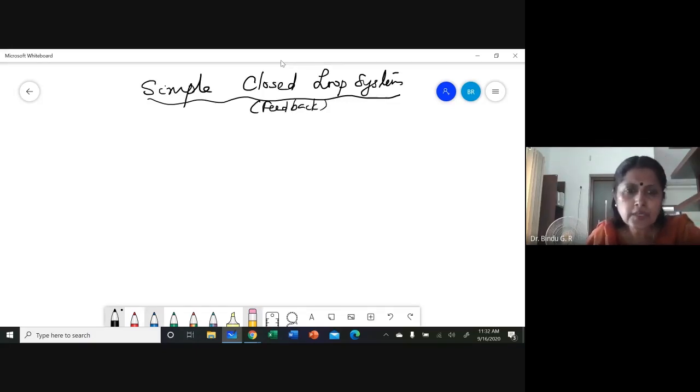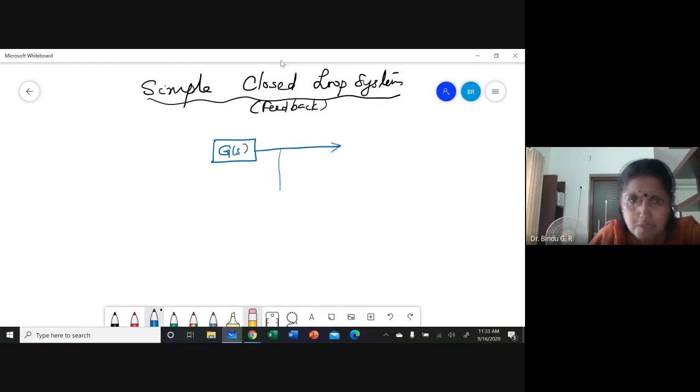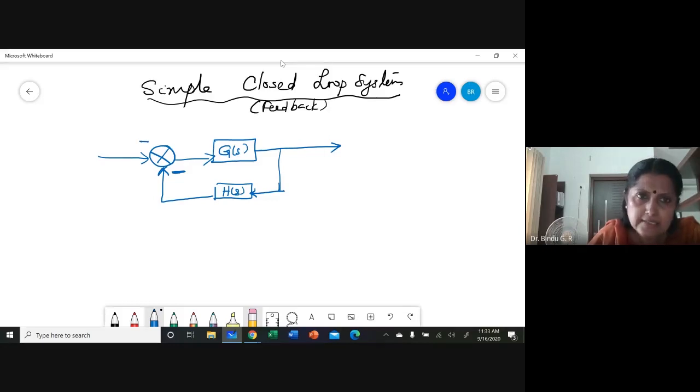Okay. Now, this is the basic diagram which you will be drawing a number of times in your class. You will have a forward element G(s), you will have a feedback element H(s), there will be a summer, this is called a summer, this is a negative feedback, so I put a negative sign here, and this is R(s), the input signal, and this is C(s).